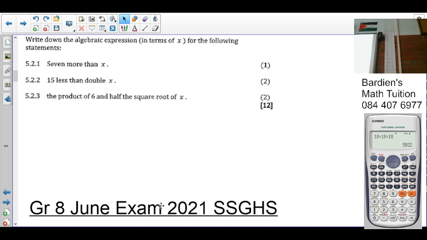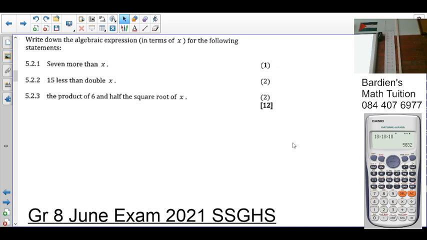The question says, write down the algebraic expression in terms of x for the following statements. 7 more than x: 7 plus x. 15 less than double x: 2x minus 15. You all agree with that? Any confusion there?